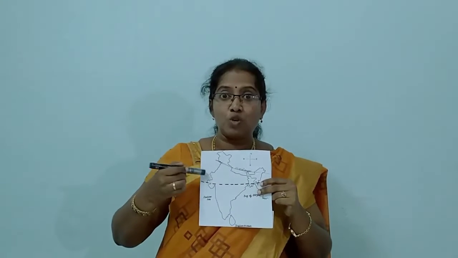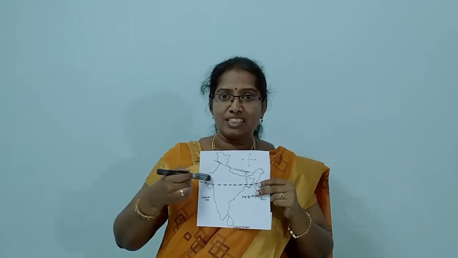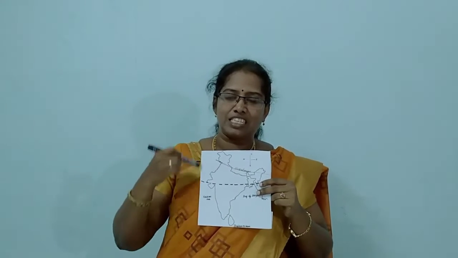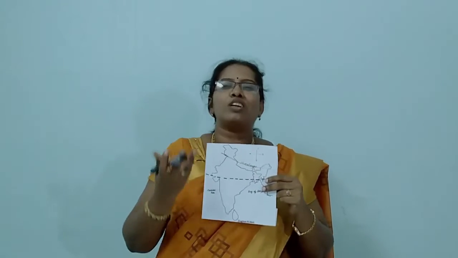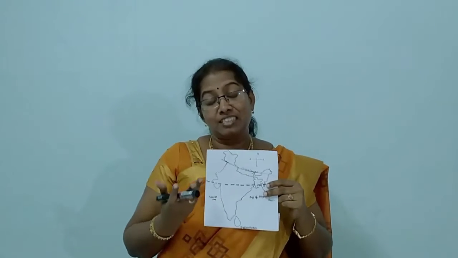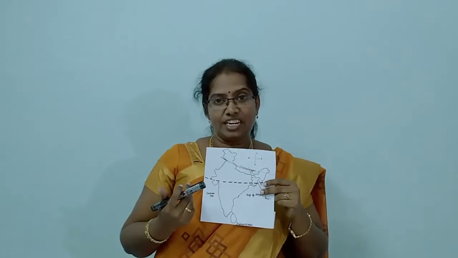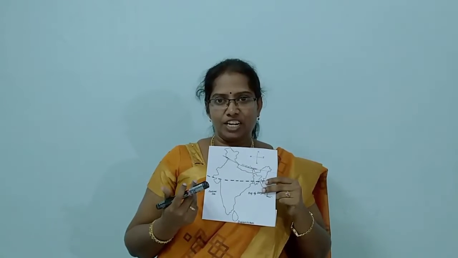Jet streams are very helpful to bring these disturbances from the Mediterranean Sea to India, and it gives heavy rainfall. So with the help of this rainfall only, wheat is cultivated there more. Okay, wheat is cultivated more.